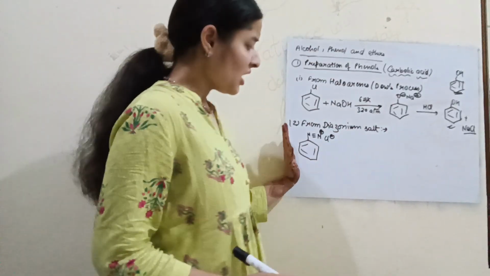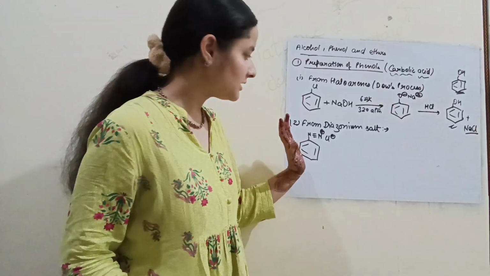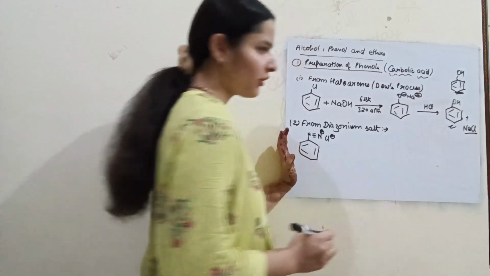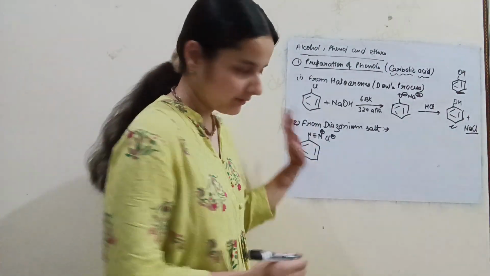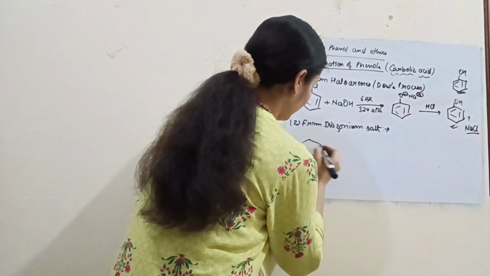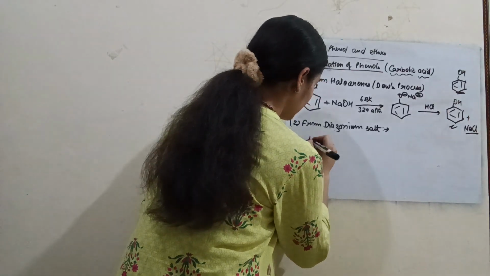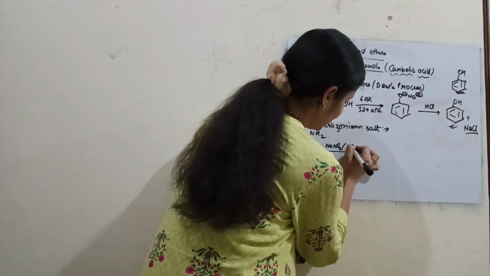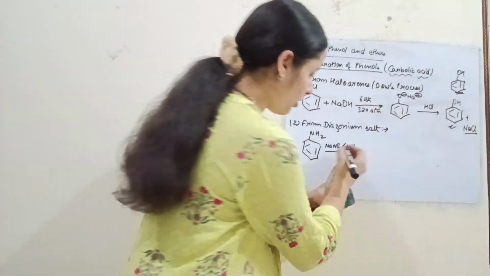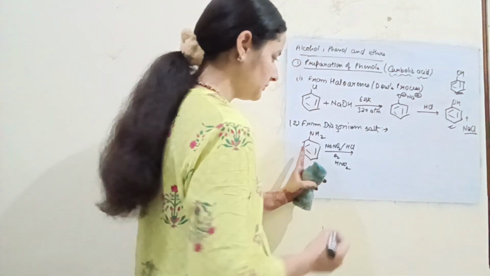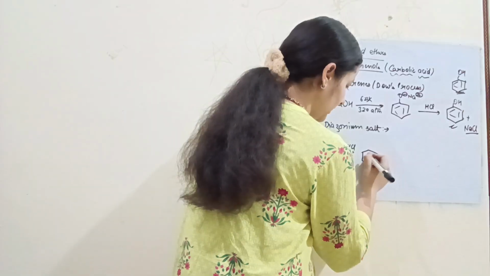Now, how have you prepared this diazonium salt? Diazonium salt is prepared from your aniline. You have aniline over here. Then you react it with NaNO2 in the presence of HCl, or you can simply say HNO2. You will get what? Benzene diazonium chloride.